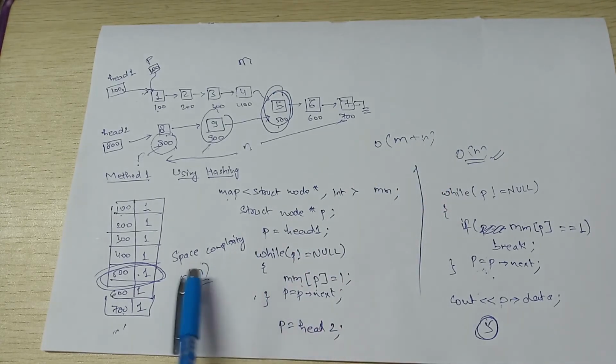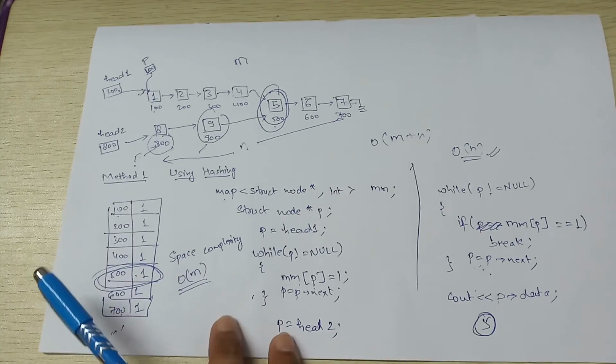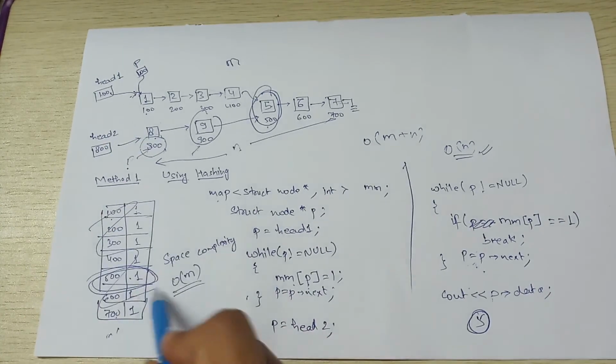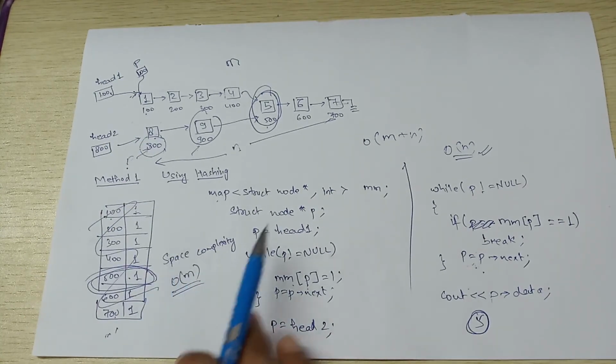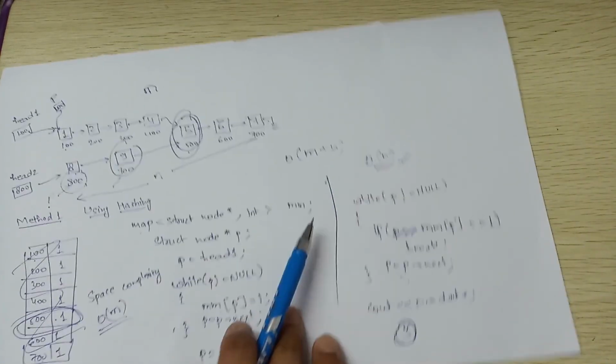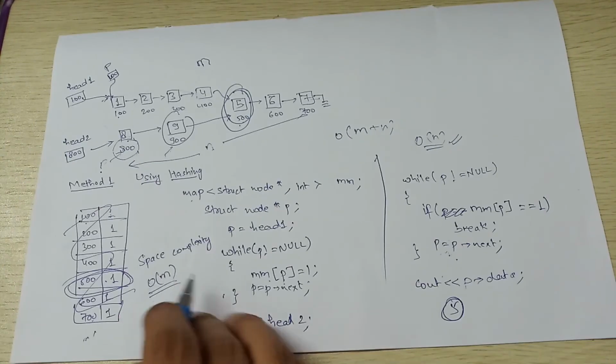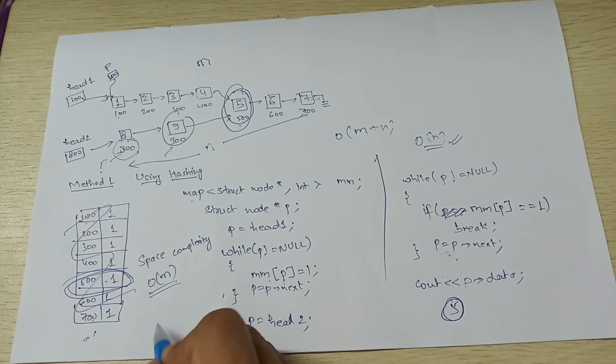In the next method, we are not going to use space of any kind. It will solve in linear time without linear space complexity. The space complexity will be constant. So let's see the other method.